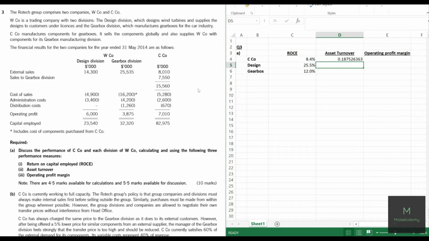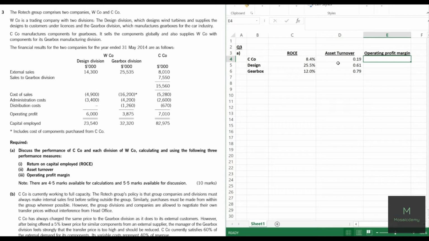Then we have the sales for design division, which is 14,300 divided by 23,540. And please do make sure to double check that you're putting in the right numbers for the right division, right? It's very easy to mix that up. And for gearbox division, we have 25,535 divided by 32,320. Okay, so 0.79, right? And again, let's just format this a bit. So it's a decimal number. Remember, asset turnover is not in terms of percentage, rather it is in terms of times, right?